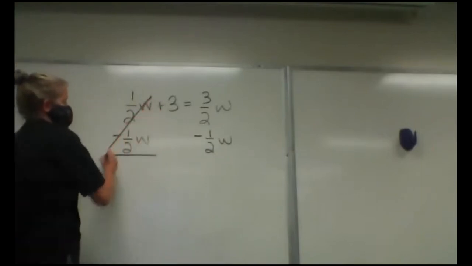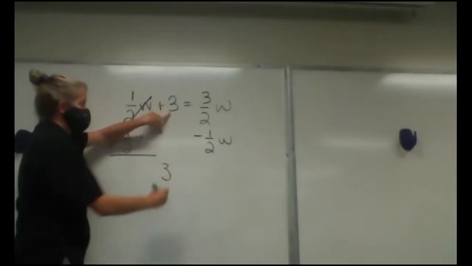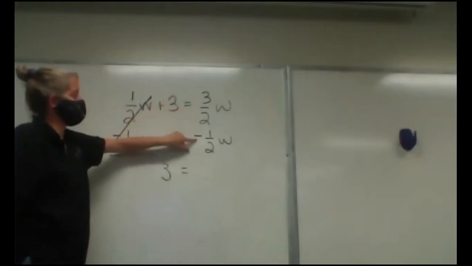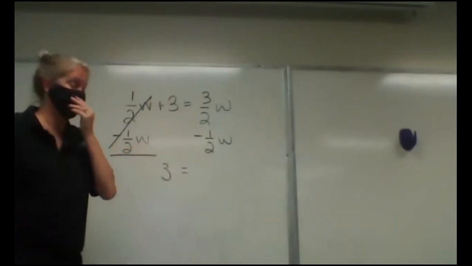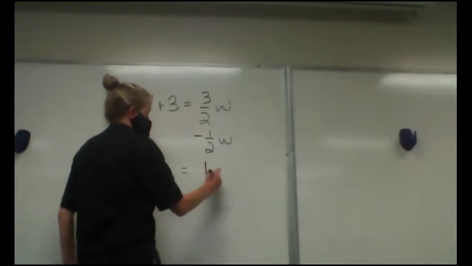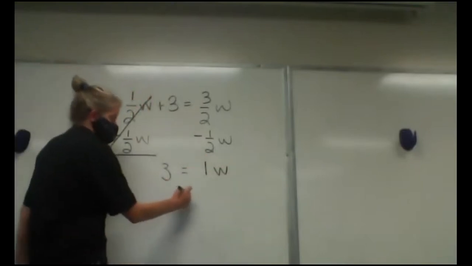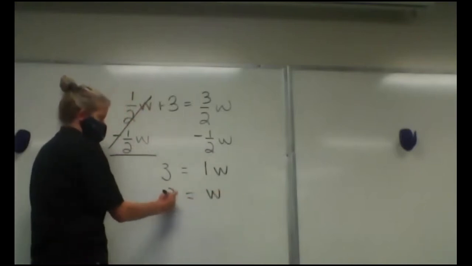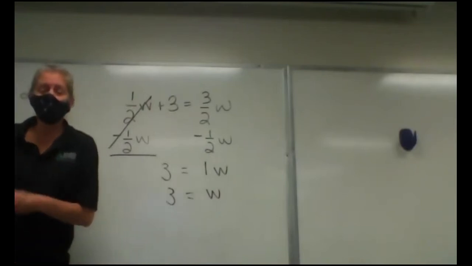That cancels. All that's left over here is the 3 equals, over here, I've got 3/2 minus 1/2. So again, you can do that in your calculator. Again, it's going to tell you 1 W. And what is 1 W? It is just W equals 3. Okay, so that is the end of the lesson.